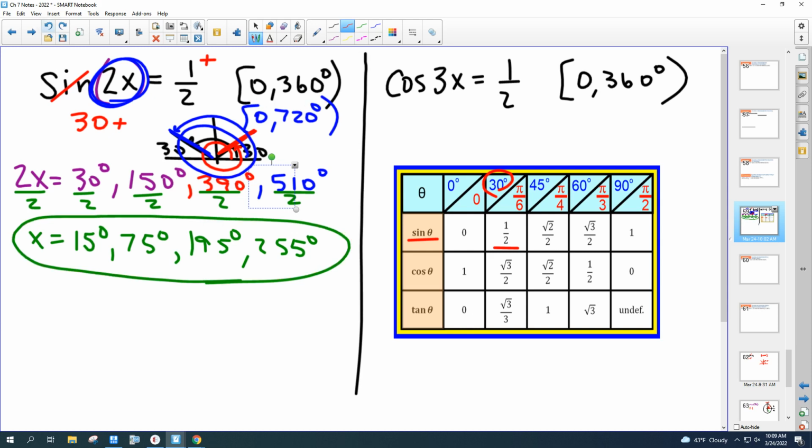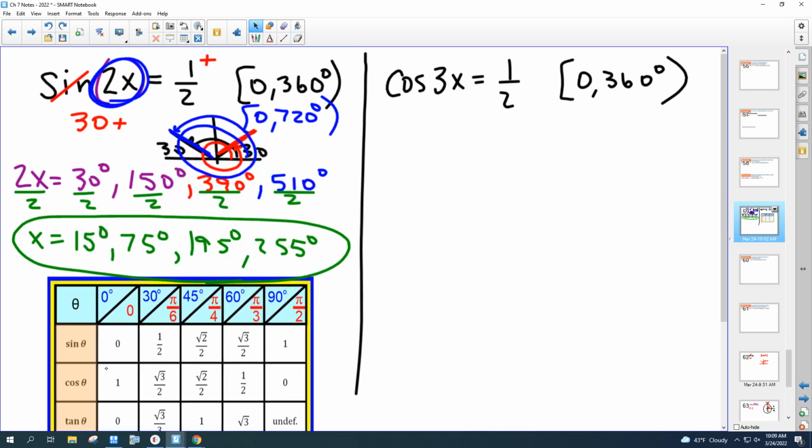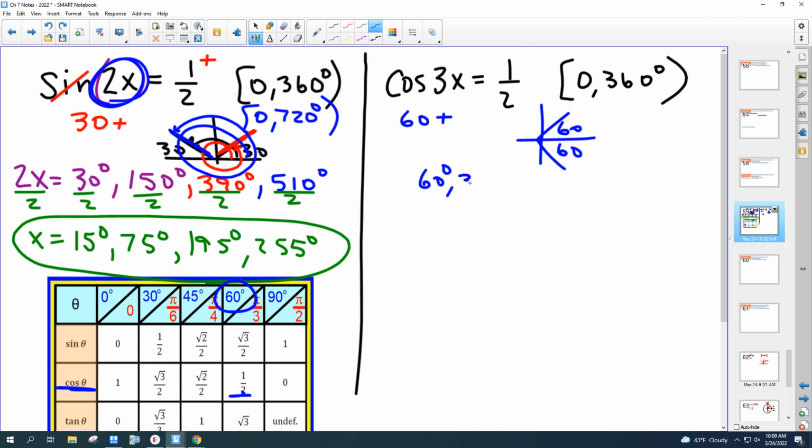All right, so let's look at the other one. This time I notice it's a tripled angle. So my practical thinking is I'm going to have to go around 3 times. I'm still going to do pretty much the same thing. I look at cosine, I look at 1/2. I'm doing an inverse cosine to get 60 degrees. Inverse cosine of 1/2 is 60 degrees. You look at where cosine is positive. It's here and here. So I see a 60 and a 300.